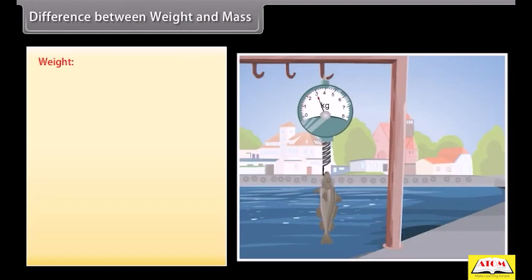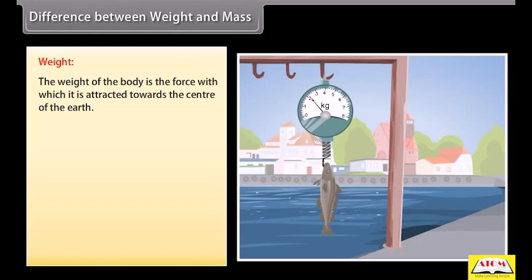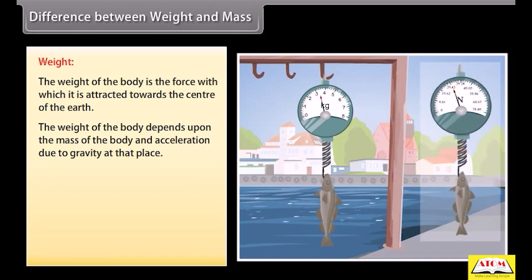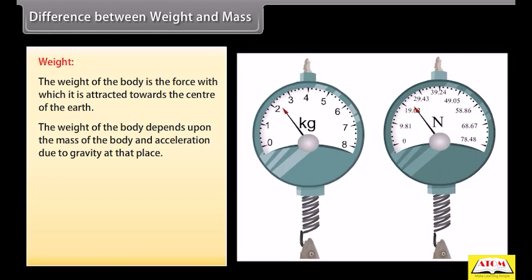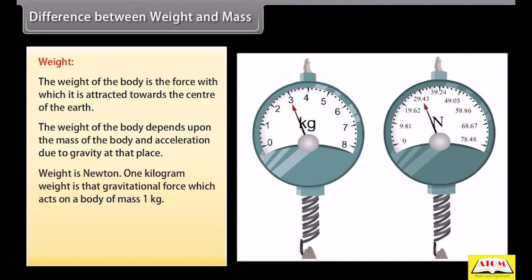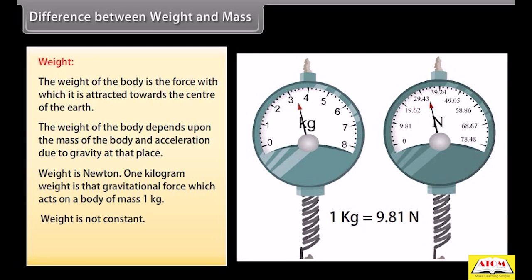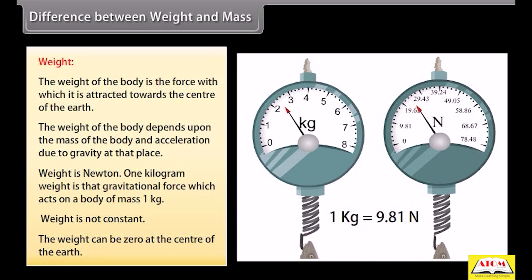Weight. The weight of the body is the force with which it is attracted towards the center of the earth. The weight of the body depends upon the mass of the body and acceleration due to gravity at that place. Its unit is Newton. 1 kilogram weight is that gravitational force which acts on a body of mass 1 kilogram. Weight is not constant. The weight can be zero at the center of the earth.